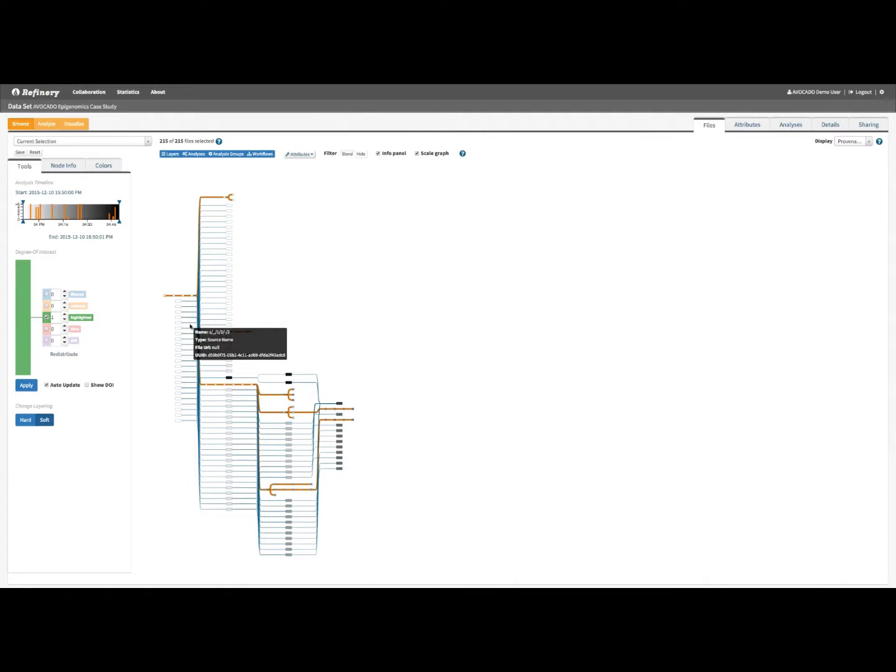Okay, so this is a way to look at data provenance. This is a very common problem.